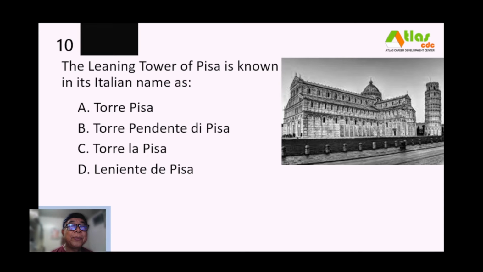Number 10. The Leaning Tower of Pisa is known in its Italian name as A. Torre Pisa, B. Torre Pendente di Pisa, C. Torre La Pisa, and D. Legnente de Pisa.